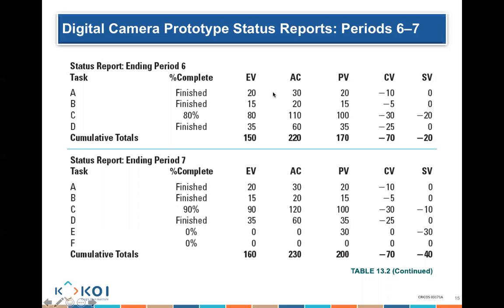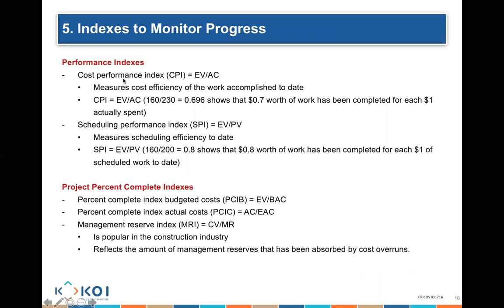So this is another way of calculating and checking how you are progressing by calculating, for example, CPI, which is earned value divided by actual cost. For example, a CPI of 0.7 means we have finished 0.7 worth of work for every dollar we've actually spent. So for every dollar, I'm only doing $0.7 worth of work. I am over budget in terms of my cost.